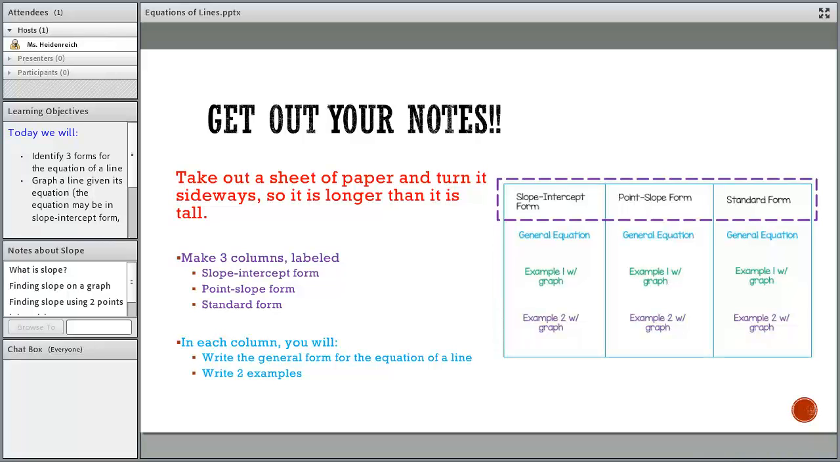And then as we go through the next three videos, you're going to be filling in each column. So one column is going to be totally for slope-intercept form, and then the next video you watch will be about point-slope form, and the last video about standard form. So that's how you'll fill in your notes as we go along. So take a minute to go get out those notes.